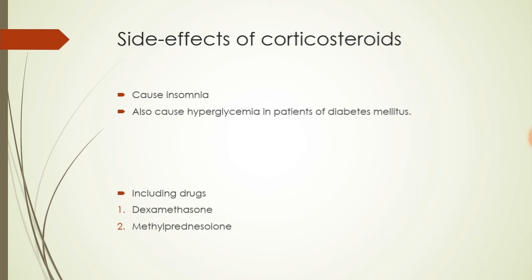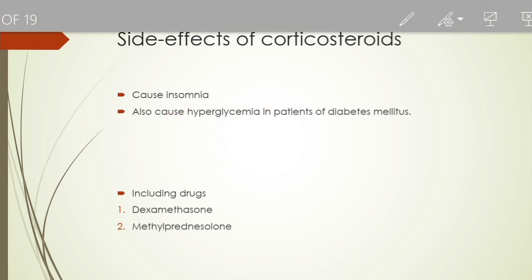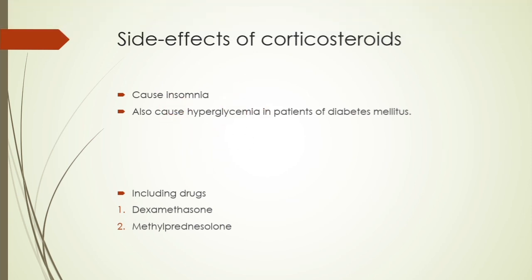The side effects of corticosteroids include insomnia, and they cause hyperglycemia in patients with diabetes mellitus, because as we know corticosteroids increase the formation of glucose. So in patients with diabetes mellitus it can cause hyperglycemia, increased blood glucose. Corticosteroids include two drugs, dexamethasone and methylprednisolone.